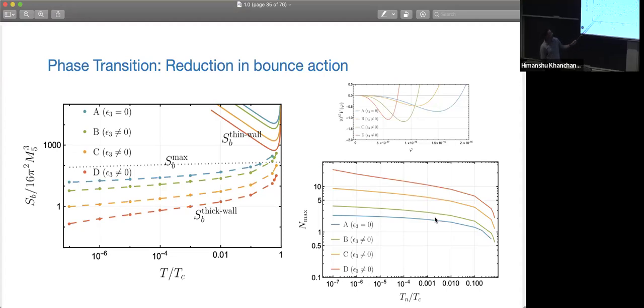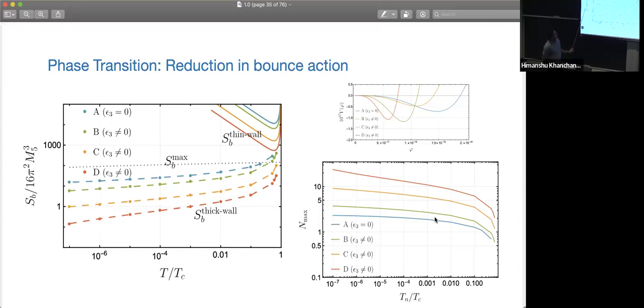transition. This, by the way, is scaled with n, so this is not the bounce action, this is the bounce action over n squared. So even for n equal to 1, this never happens. This is what was pointed out in the original paper, the thin wall. As you go to thick wall, it crosses at some point.